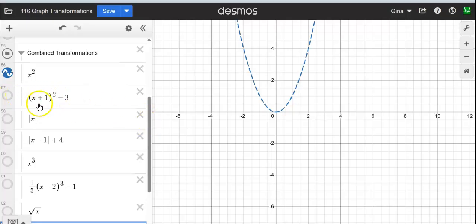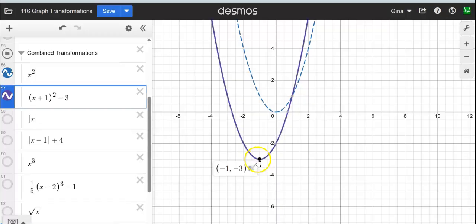Looking at this line below, I can see that I'm going to be adding 1 inside the parentheses. Anything that's added or subtracted in the parentheses moves the graph to the left or the right in the opposite direction we would expect. So a +1 is going to move us to the left by 1. Anything outside the parentheses moves the function up and down in the way that we would expect. So a -3 is going to shift the graph down. So it looks like the new vertex has shifted over to the left by 1 to -1 and down to -3.